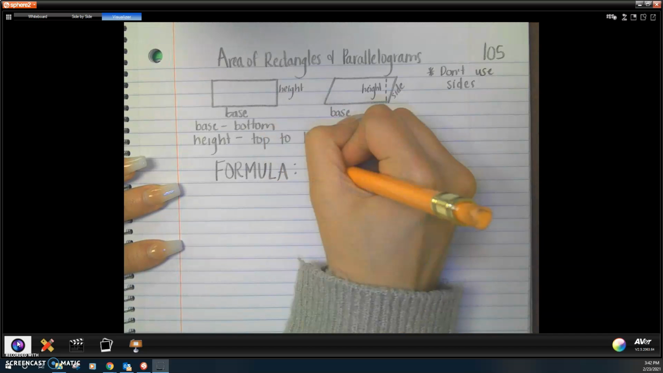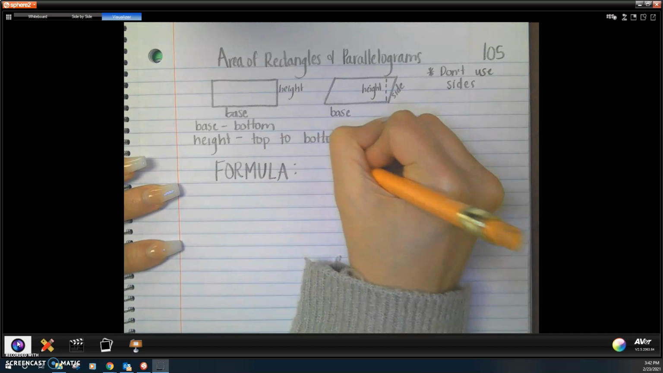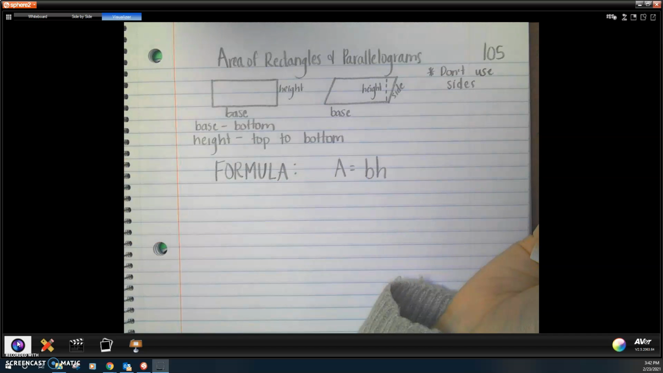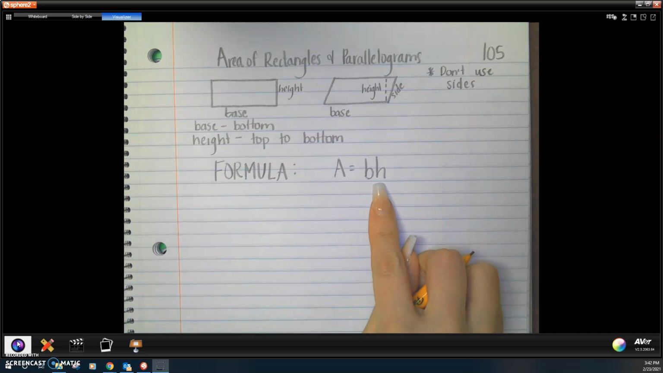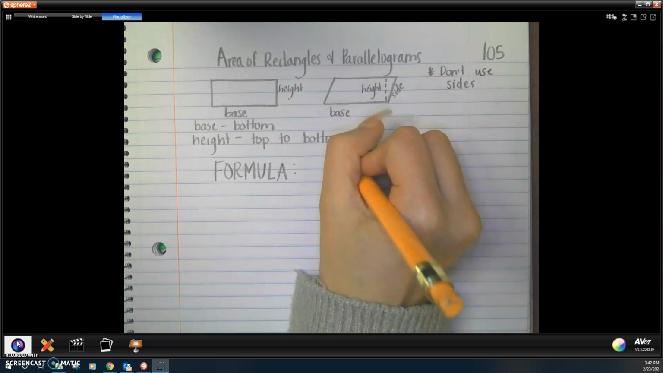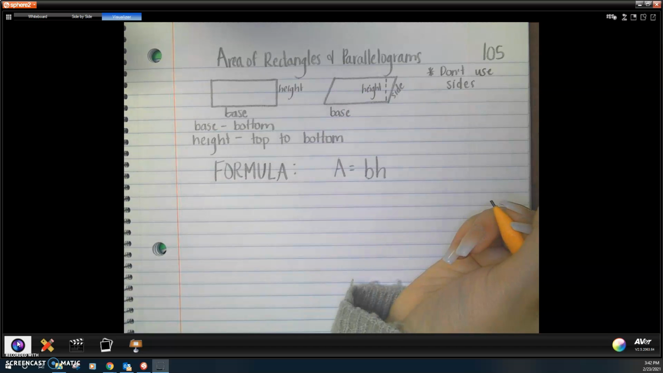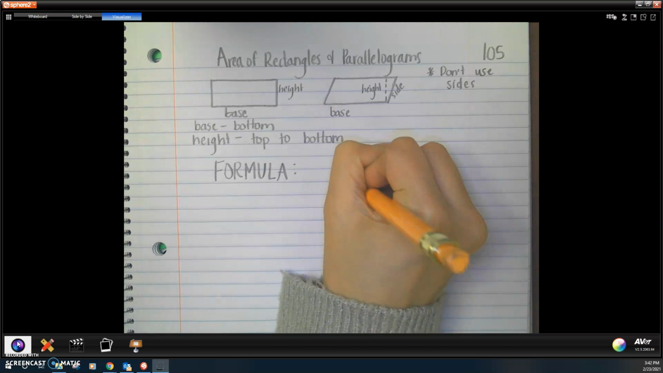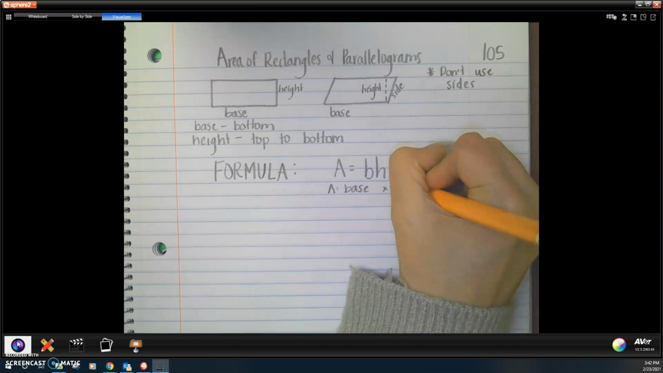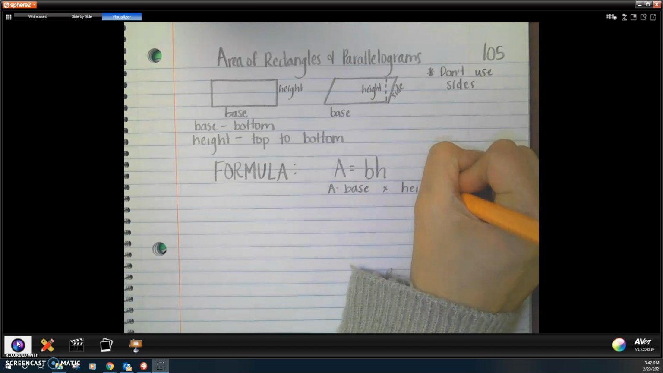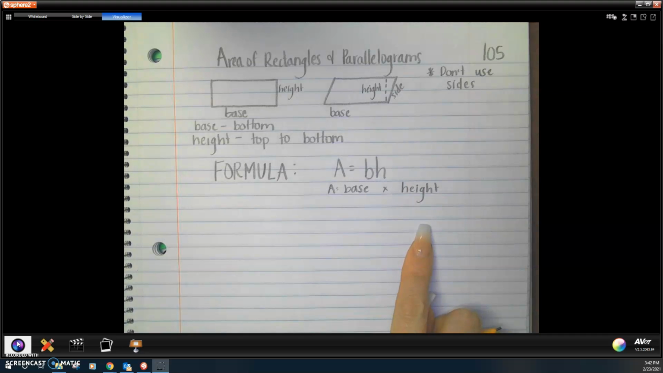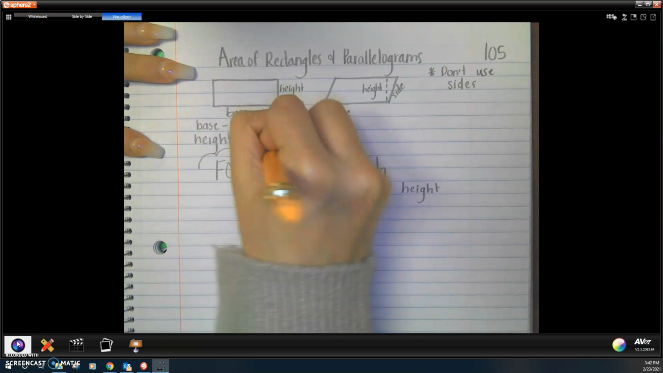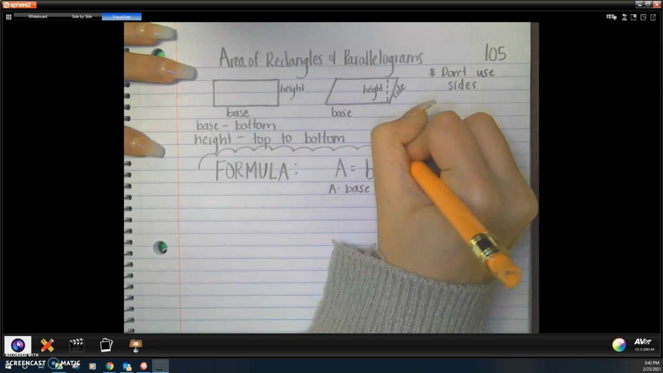So my formula is A equals BH. Now remember, what does it mean when 2 letters are right next to each other? Remember, that means you are multiplying. So this means base times height. And I know you probably remember me writing this down on Tuesday's assignment, because that's basically what we're doing today. And I'm going to put a little cloud around this, because this is important.